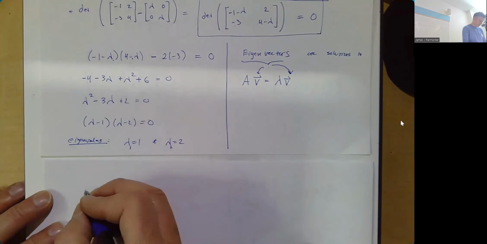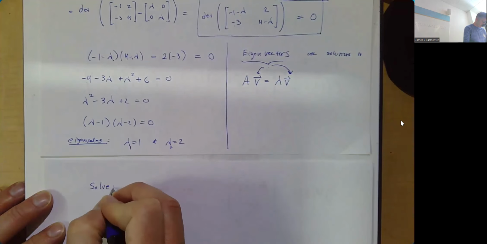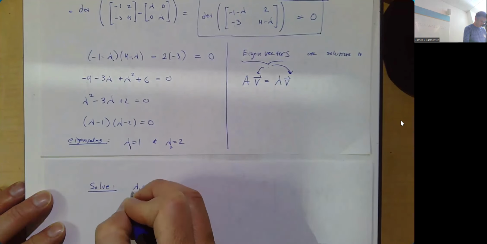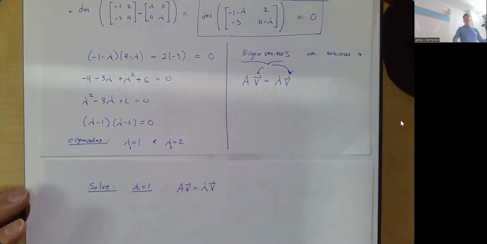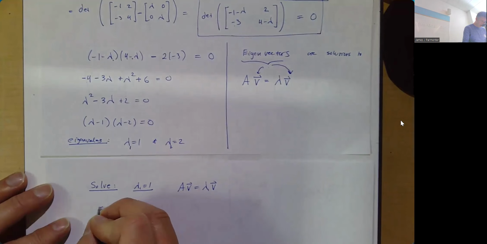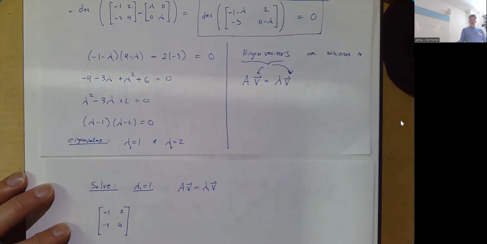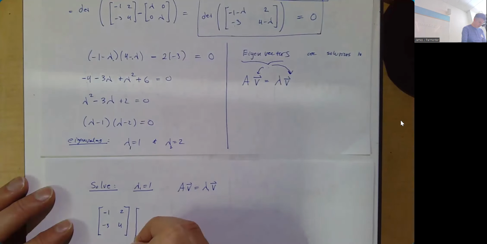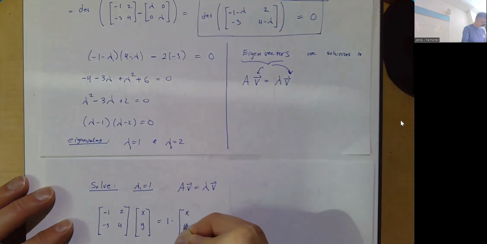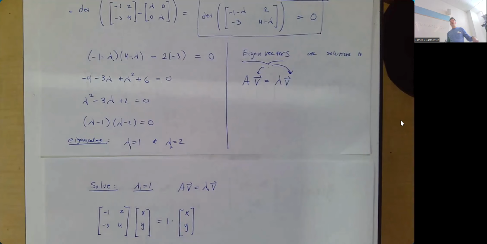So I want to solve, for lambda 1 equal to 1, A times the vector equal to lambda 1 times the vector. The vector is the thing I'm trying to find. Everything else I'm plugging in for. So I'm really trying to solve my matrix A, -1, 2, -3, 4, times my unknown vector, which people either write as xy or x1, x2, equal to 1 times the unknown vector. This is one way of doing it. This is the way I prefer to do it. I will also show you the other way of doing it for the next eigenvector.